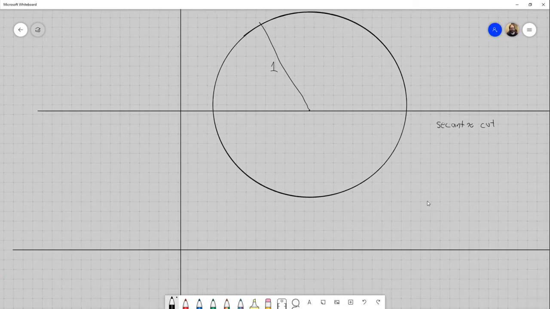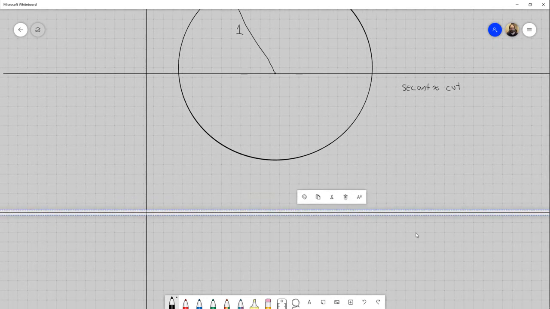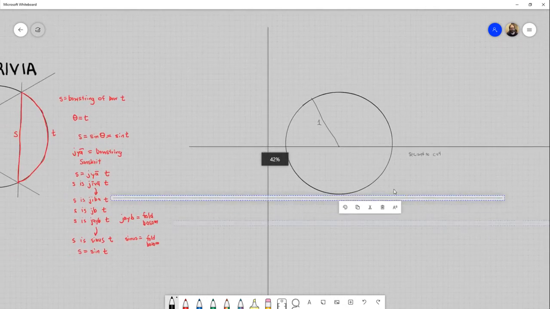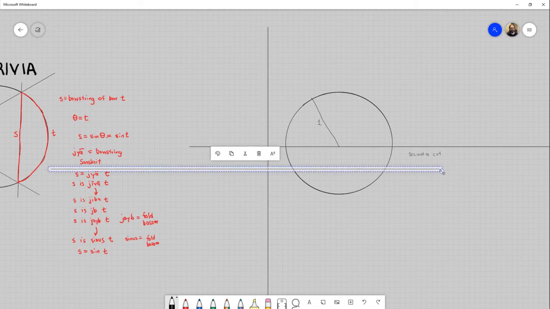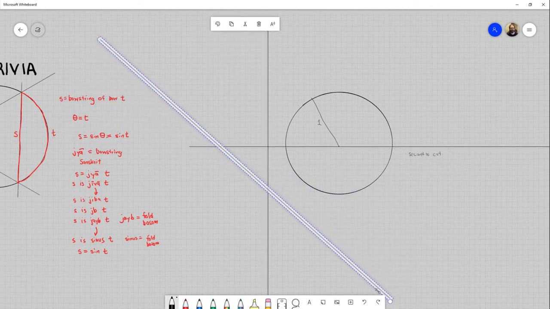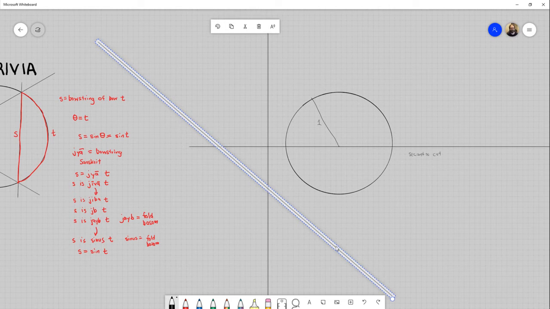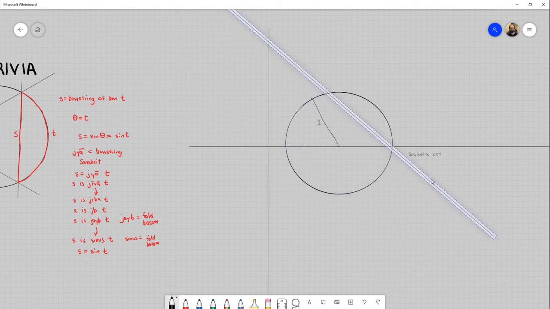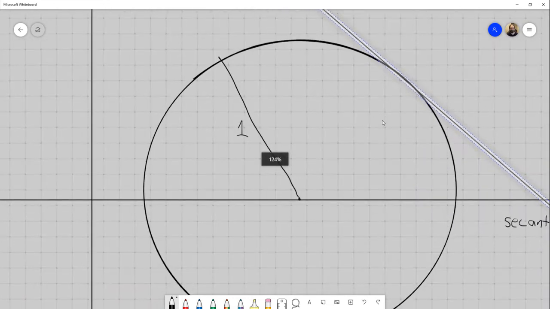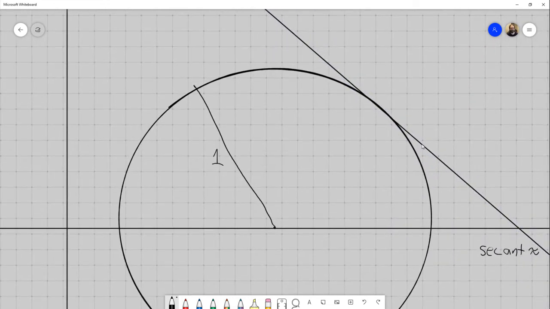And then another line. I'm going to take another line here, and I'm going to have this one be at an angle. Let's flip this around so it's kind of at an angle. I'm going to place this line so that it just touches our circle at exactly one spot. This is an example of what is called a tangent line.